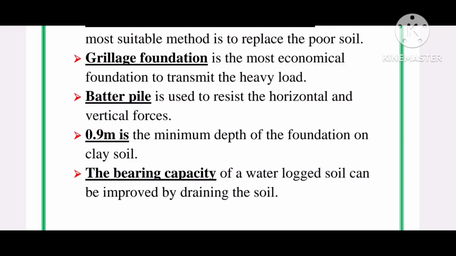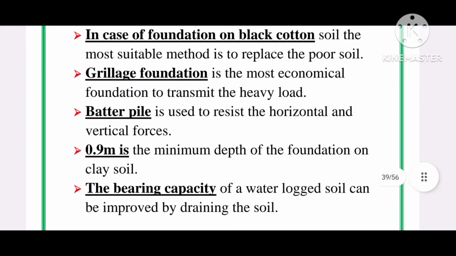Next point, grillage foundation is the most economical foundation to transmit heavy loads. Next point, batter pile is used to resist horizontal and vertical force.